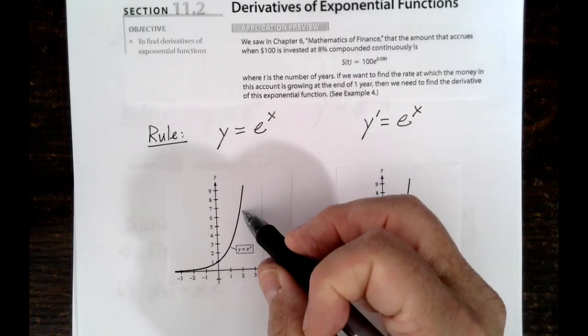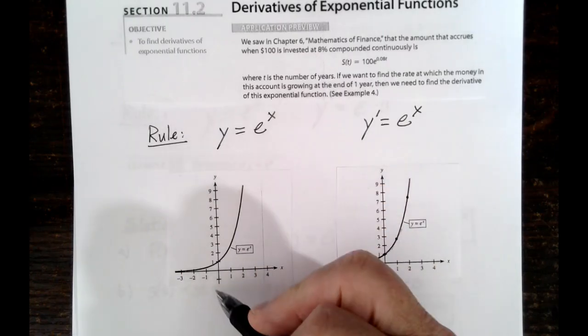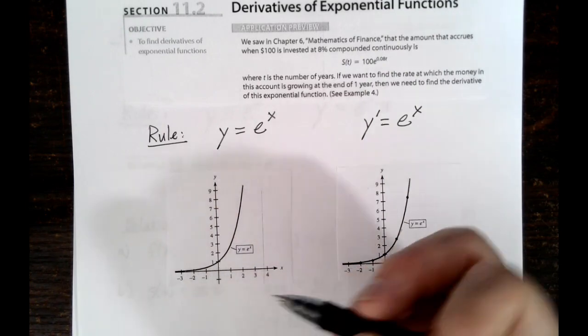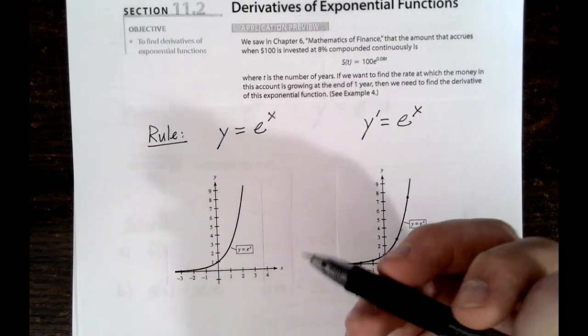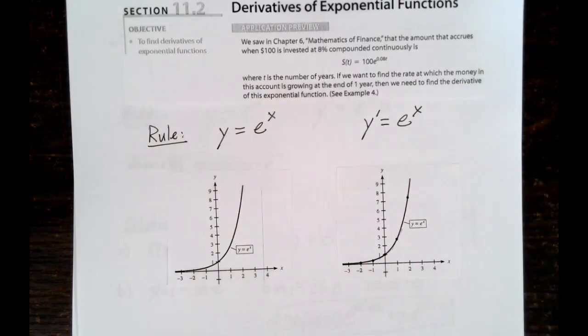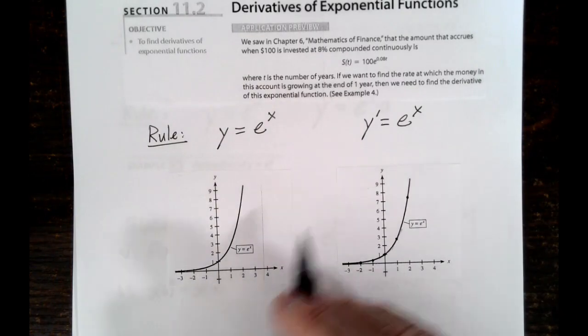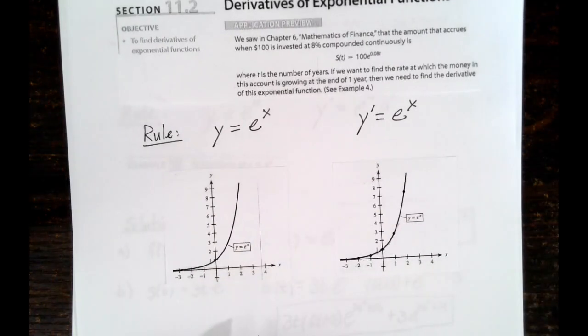Take the derivative at 2, you get a slope of 2. Derivative at minus 1/2, you get a slope of minus 1/2. And so it's very interesting that the equation that you start with, its derivative is exactly the same thing.